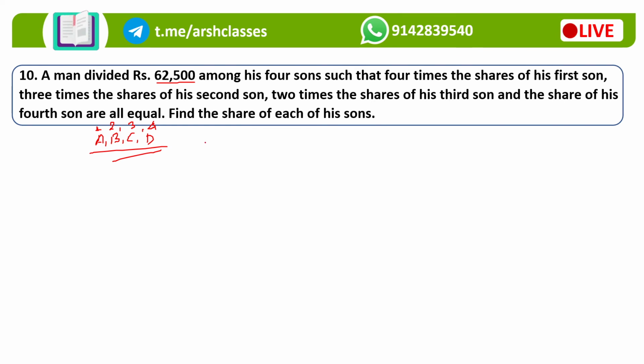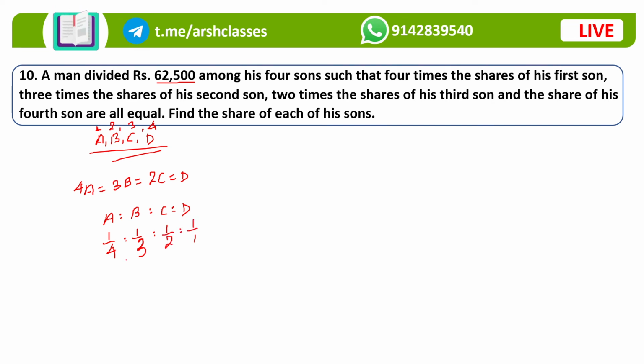So it says that 4 times the share of the first son, that means 4 times A, equals 3 times B, equals 2 times C, and equals D. If you remember, I have discussed that for relations like this, we can directly calculate the ratio. How? A to B to C to D is just the reciprocal of the number multiplied with each. For A it is 4, so this becomes 1 upon 4. This is 3, so 1 upon 3. Next this is 2, so this becomes 1 upon 2, and this is 1 upon 1.